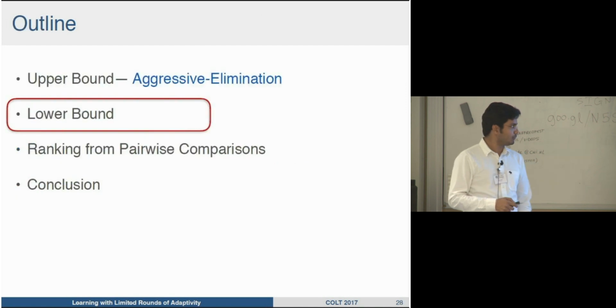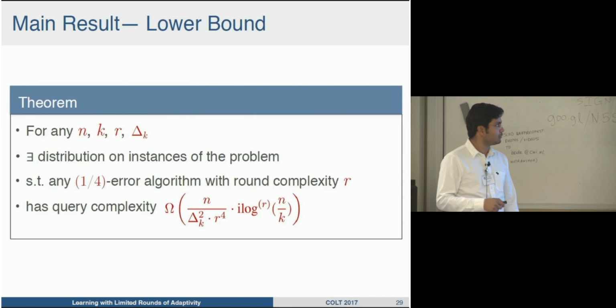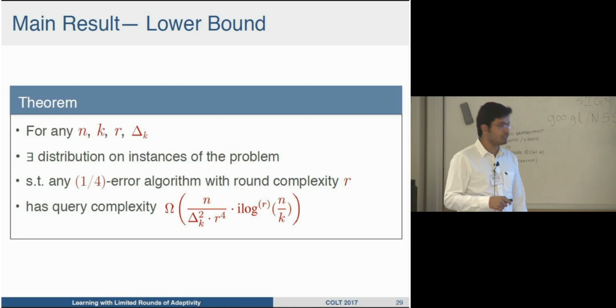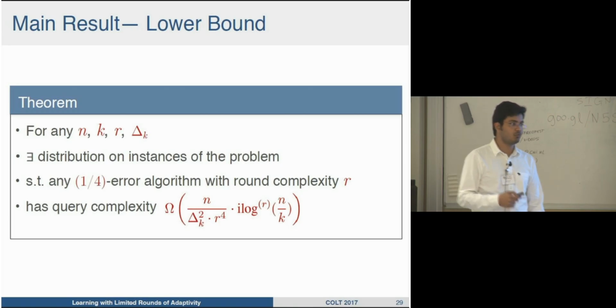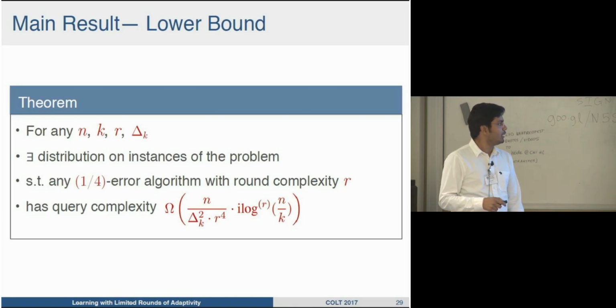Now, we also show a lower bound, proving that the upper bound is tight. And this is the main technical part of this work. So we show that for any n, k, r, and delta k, we can construct a distribution on the instances of this problem such that any algorithm that outputs the k most biased coins with probability at least 3/4 and uses r rounds of interaction must have query complexity this much.